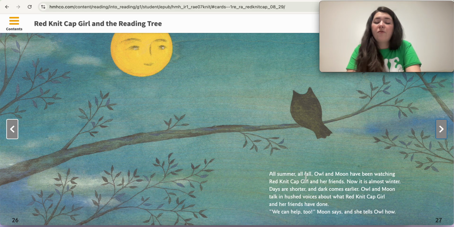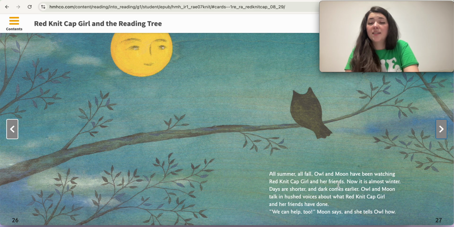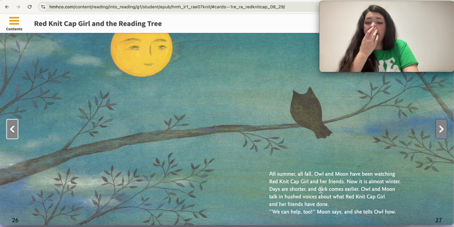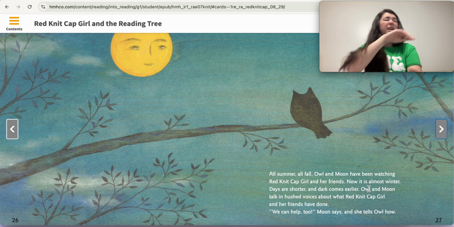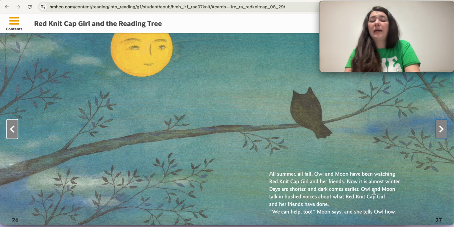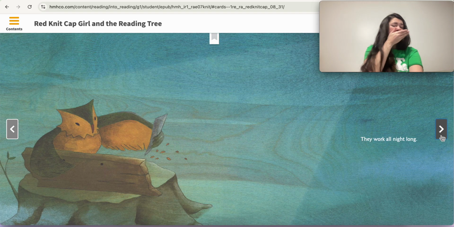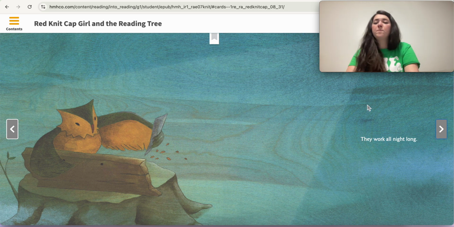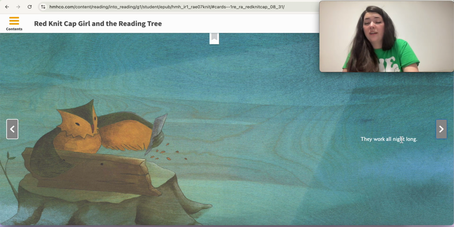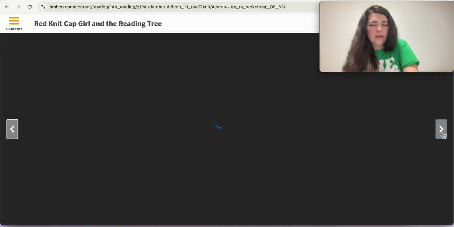All summer, all fall, Owl and Moon have been watching Red Knit Cap Girl and her friends. Now it is almost winter. Days are shorter and dark comes earlier. Owl and Moon talk in hushed voices about what Red Knit Cap Girl and her friends have done. We can help too, Moon says, and she tells Owl how. They work all night long. Oh, I wonder what they're working on.